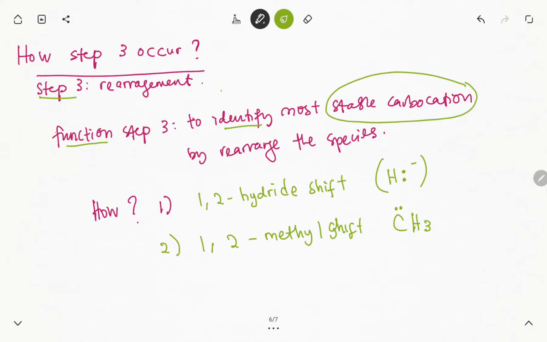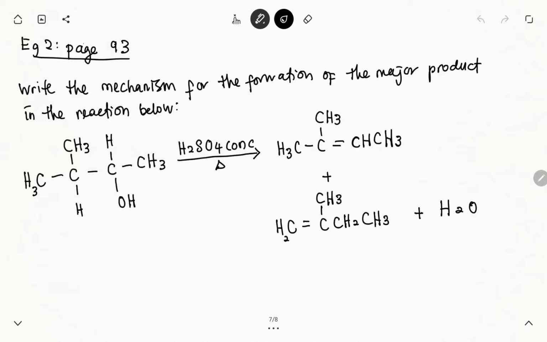So what happens here? Which one must shift first? If we have the possibility of a hydrogen to move, we just move the hydrogen because it has the smallest molecular weight. But if there is no hydrogen, the next step is that we need to move the CH3 group.